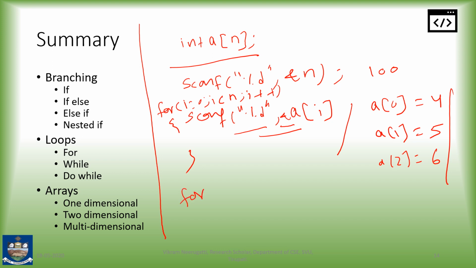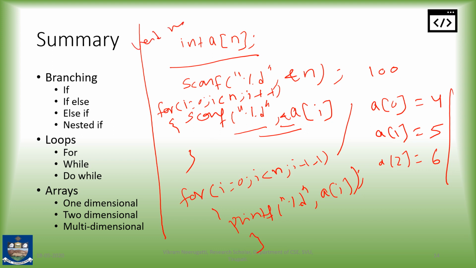If you want to print those values, again you should use i < n, i++, and printf("%c %d", a[i]). This whole thing we will put in the void main. Now the output will be 4 5 6. First time we will print a[0] value, it is 4. Then a[1] value, it is 5. Then a[2] value, it is 6.